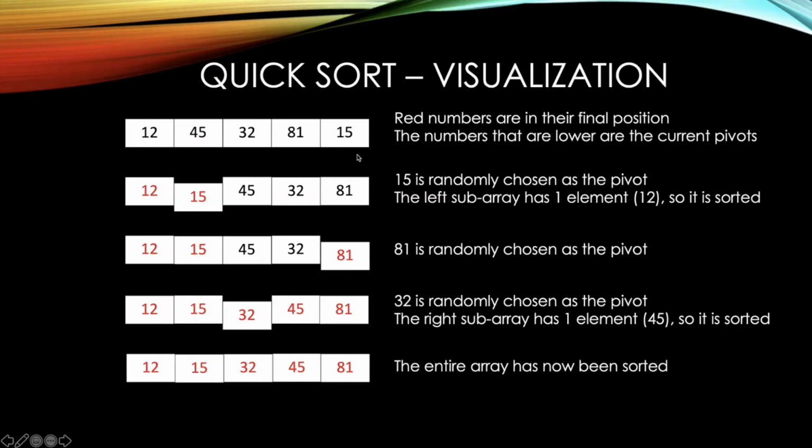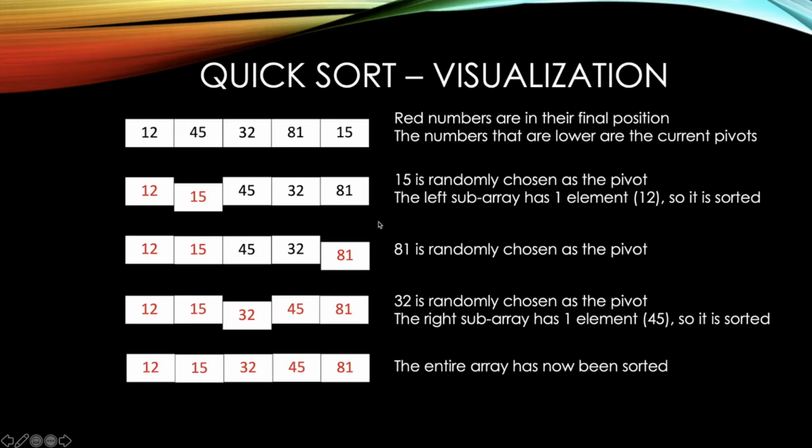pivots. Of this first array, we randomly choose a pivot, here 15. We split it into everything smaller, 12, and everything greater than 15: 45, 32, and 81. As the left subarray only has one element, 12, it has to be sorted. We then look at the right subarray.